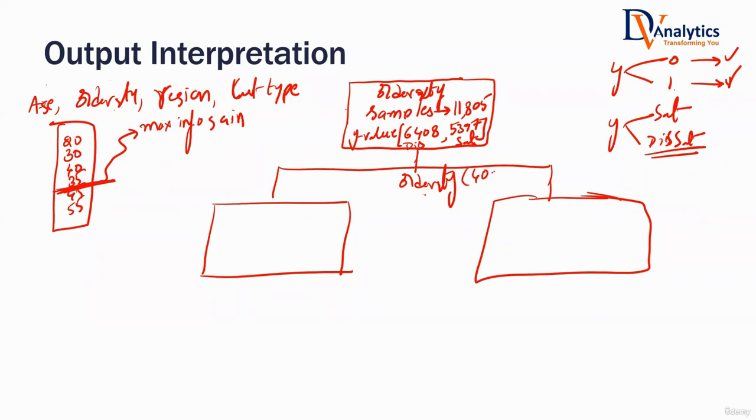40.5. If you split exactly at 40.5, this side will always be less than or equal to 40.5, and this side will be more than 40.5. So that is what is mentioned here. Now tell me, out of 11,805 customers, how many customers have order quantity less than or equal to 40.5? 7,397. That is given in samples here. How many customers have order quantity more than 40.5? 4,408.